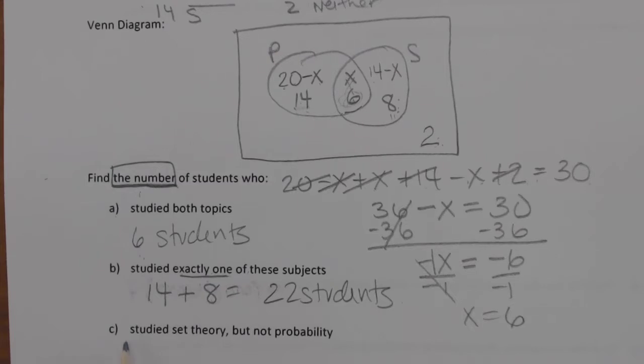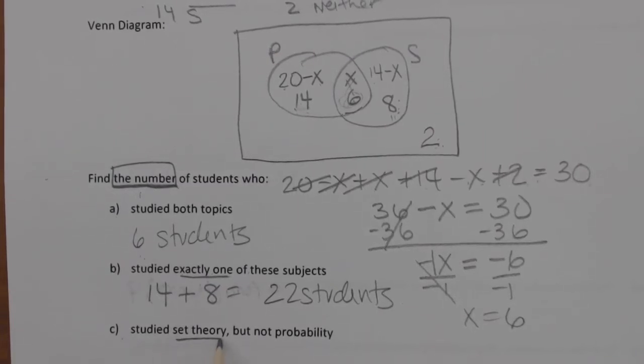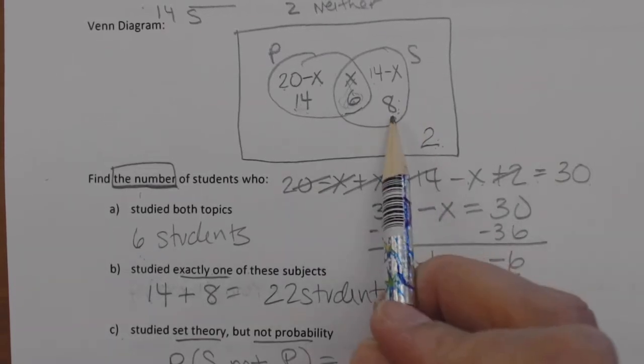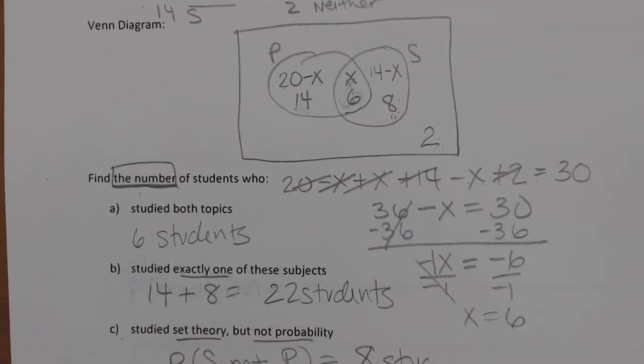How about the number for part C, studied set theory but not probability? So probability, set theory, not probability. So that's basically just set theory, and that's going to be 8. And that's that number right here. 8 students.